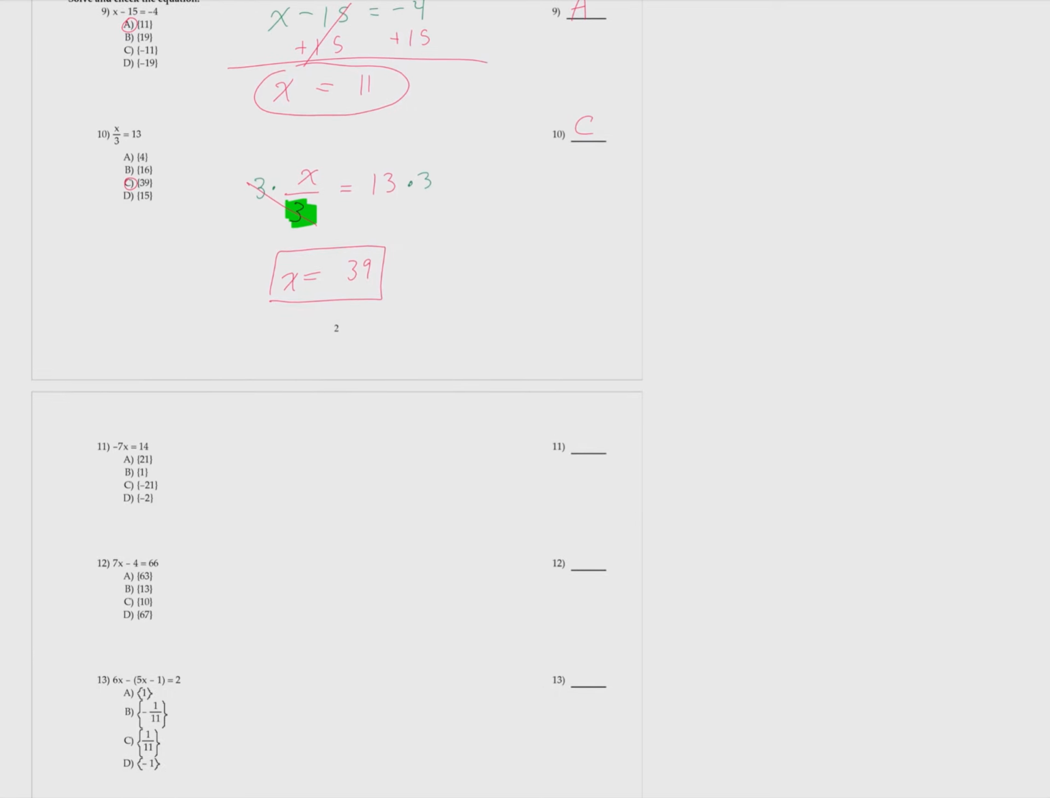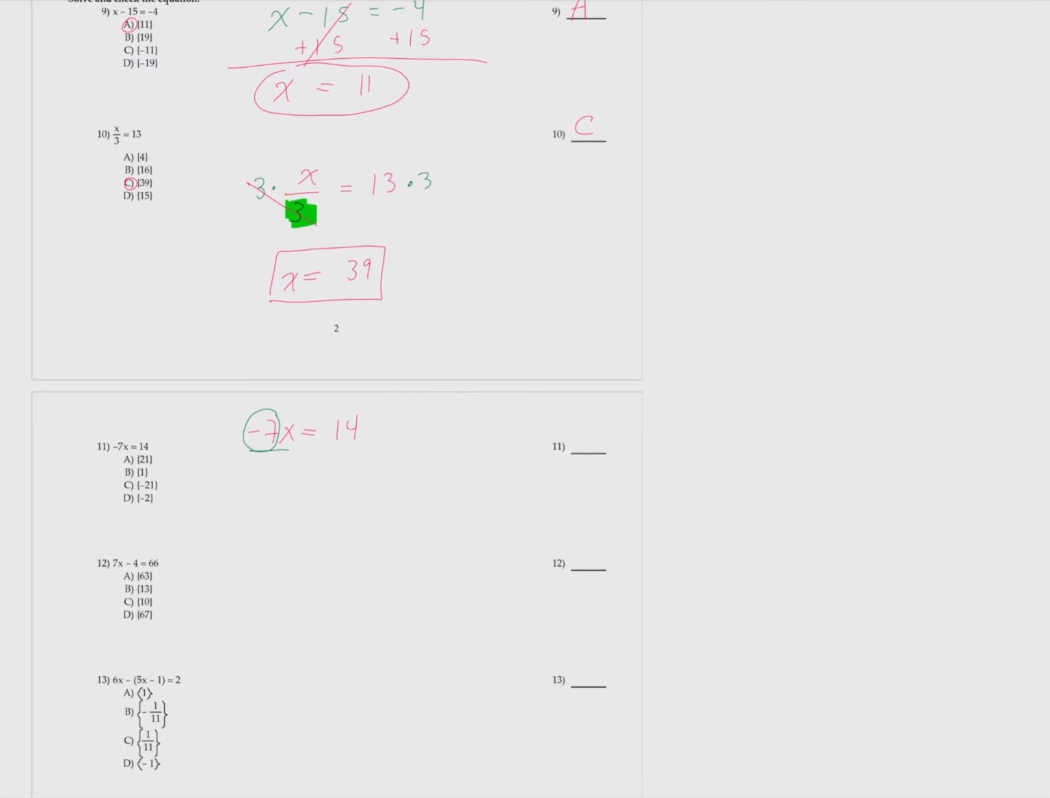Awesome. All right. 11. 11 is asking us to solve this equation. What is it? Negative 7x equals 14. So we have to look at the x and say, okay, what's happening here? Well, x has one thing going on. It's multiplying. And what's it multiplying with? A negative 7. So this negative 7 that's multiplying needs to go away.